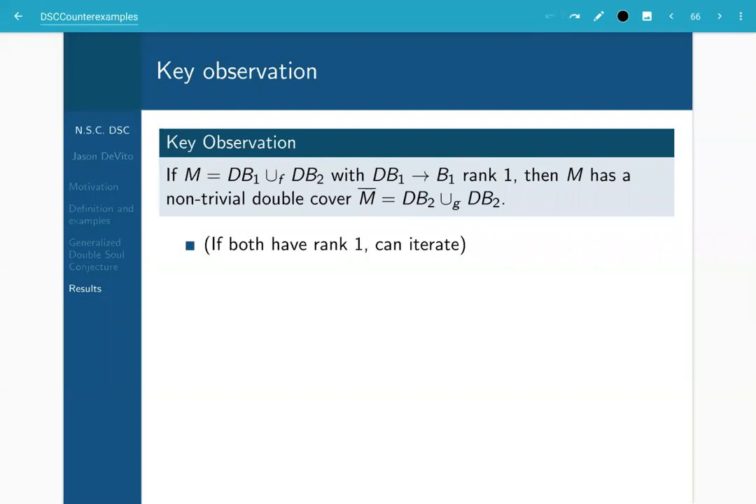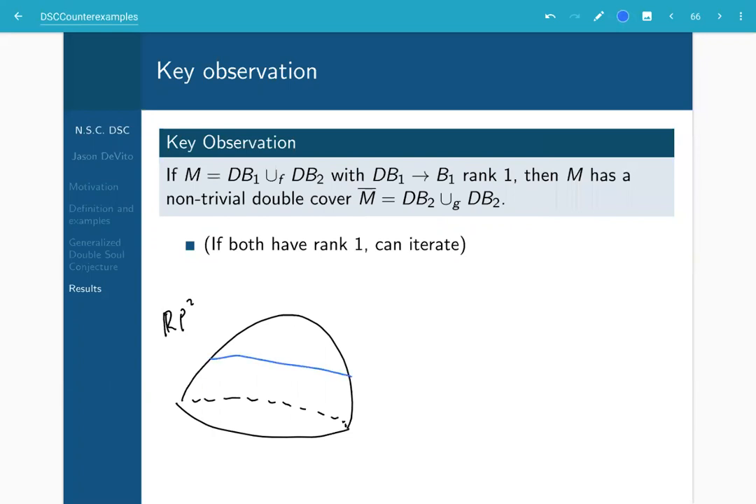So a great example to keep in mind, the one I'm going to use to describe this, is we're going to look at RP2 in the hemisphere model. So I'm imagining RP2 as the northern hemisphere of a two-sphere with antipodal points on the equator identified. And we're going to view this as a double disk bundle just by chopping it right here. So we chop it right there and we get two halves.